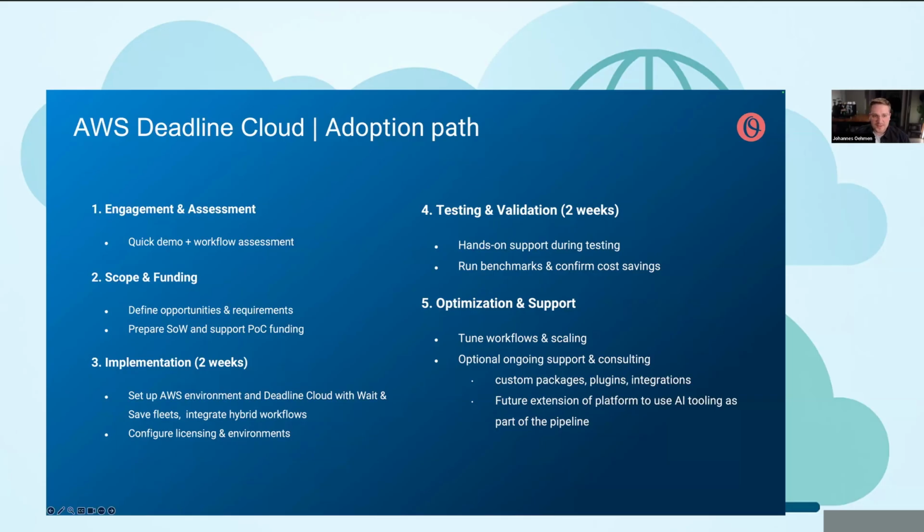We have a scope. We see what's actually the idea. Do we want to migrate some of the render farms, or do we just want to see how it could work? That would be a POC, an AWS-funded POC, which you could then implement. This would take about 2 to 4 weeks. We'd validate with the customer and see if there are any issues. And in the end, there would be ongoing support if it's required.